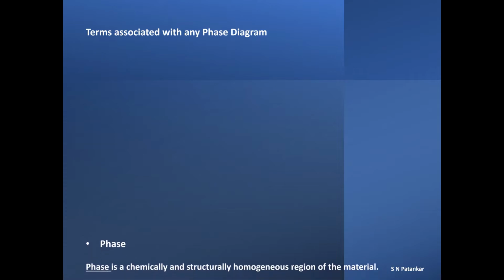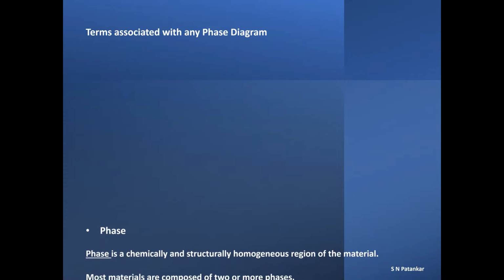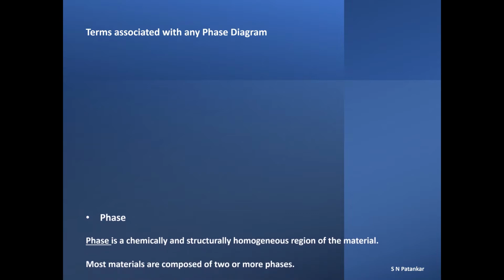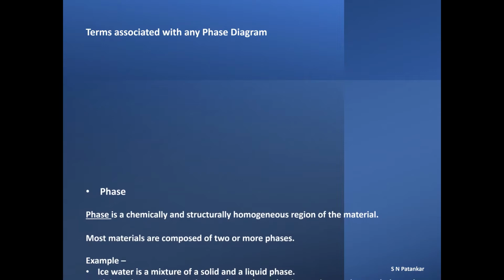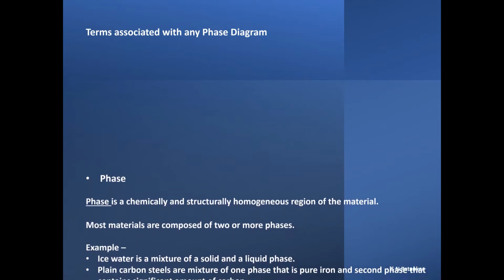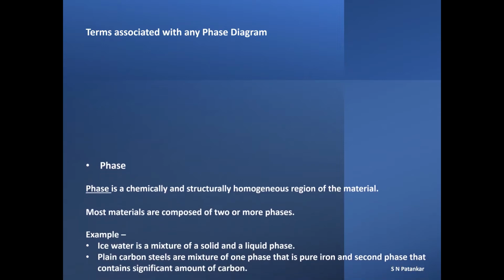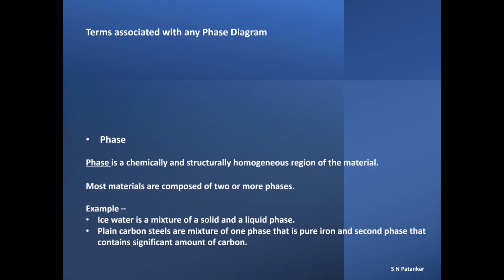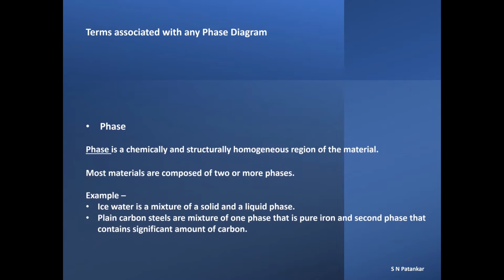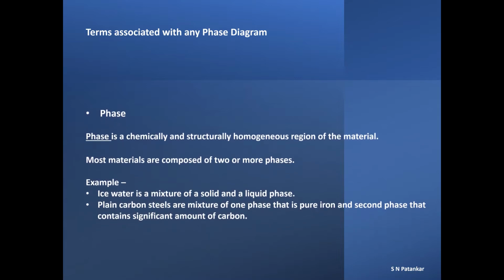Let us begin by defining the term phase. Phase is a chemically and structurally homogeneous region of the material. Thus, a single-phase material is one that has same composition and structure at every point. Most materials are composed of two or more phases. Example, ice water is a mixture of a solid and a liquid phase.